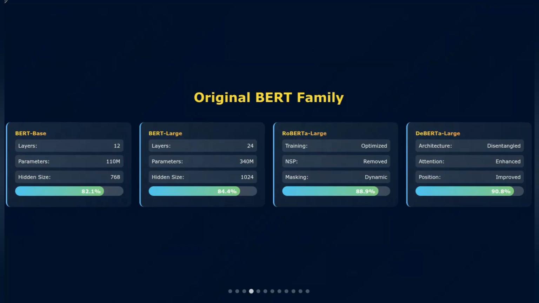ELECTRA took a completely different approach, replacing masked language modeling with a discriminative task, detecting which tokens were replaced by a generator network. This makes training 15 times more efficient while achieving comparable results. These foundational models establish the baseline performance that all other variants tried to match or exceed while solving specific challenges.